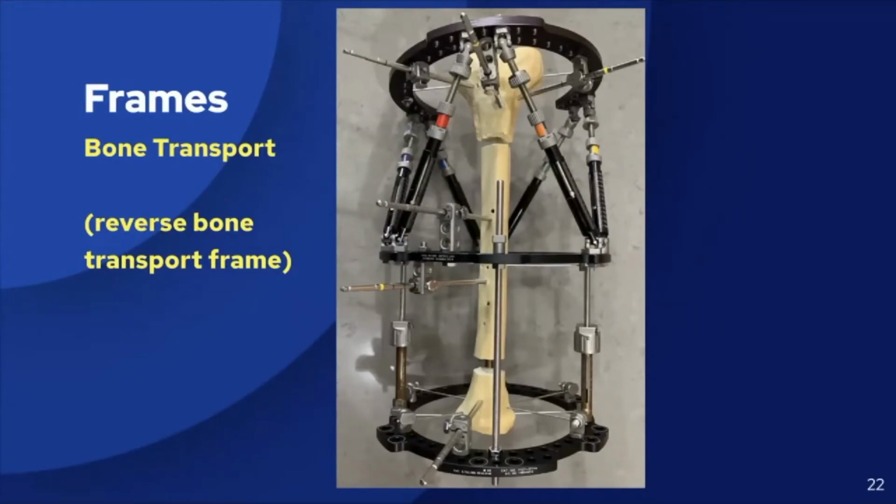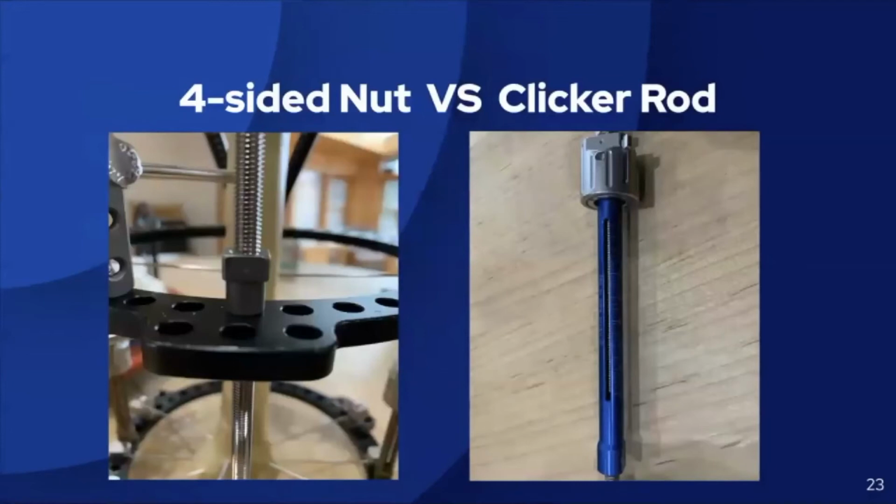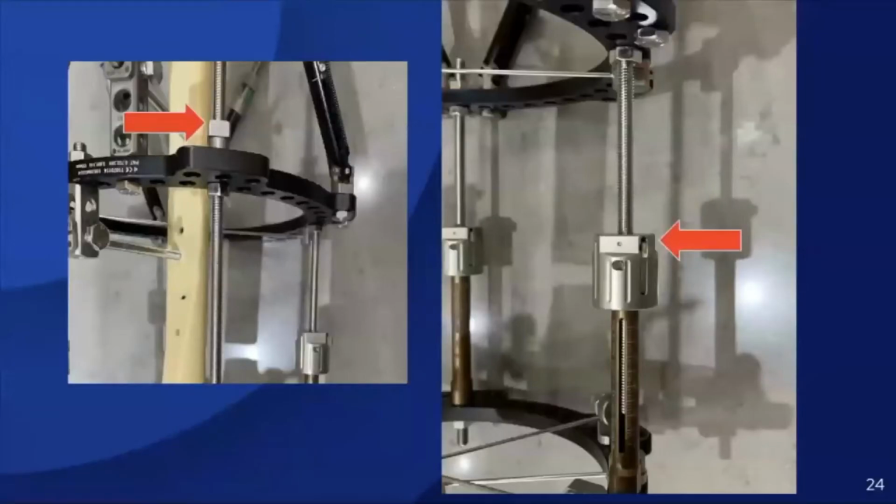And then around the non-union side, the side with the bone defect, we're using Taylor spatial struts so that we can gain correction of any other deformities at the non-union site. And so here's a focused view on the 4-sided nuts versus the clicker rods. The 4-sided nuts are obviously very inexpensive and easy to obtain. The clicker rods are less common and more expensive.